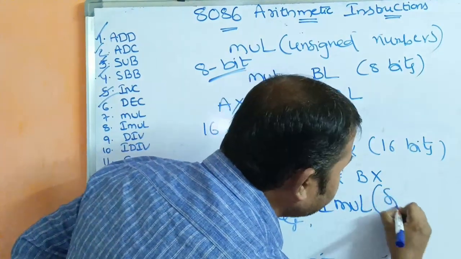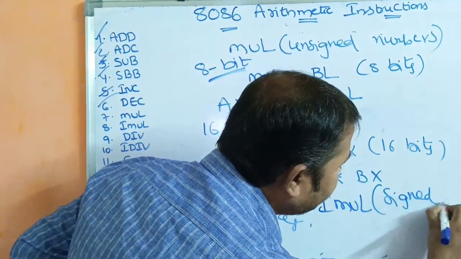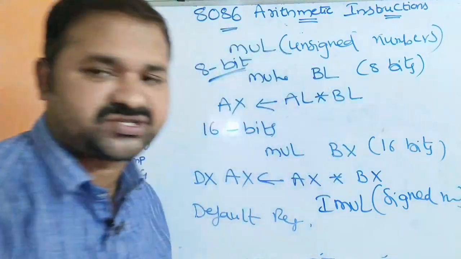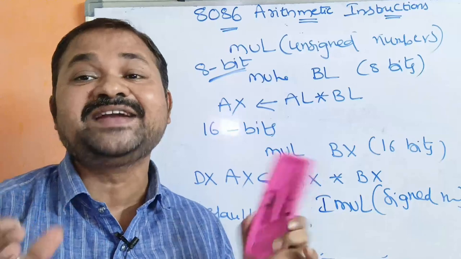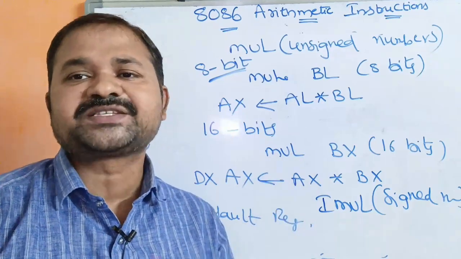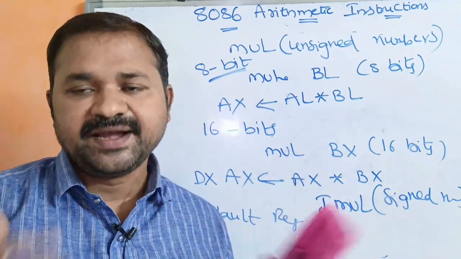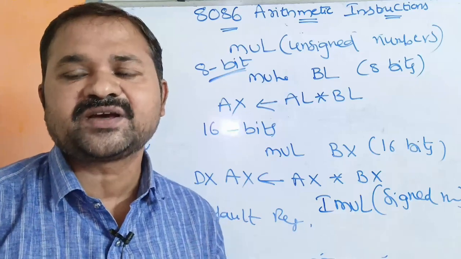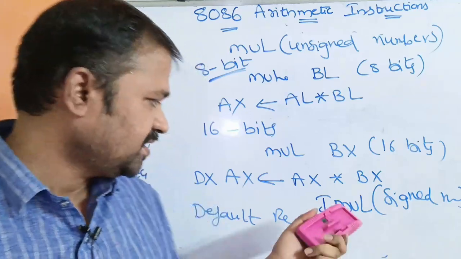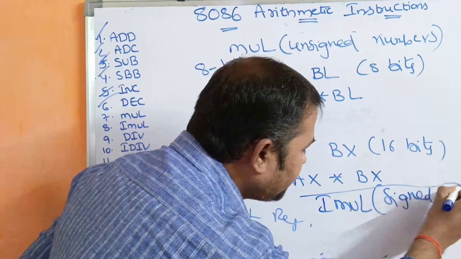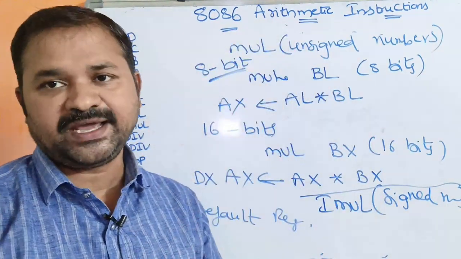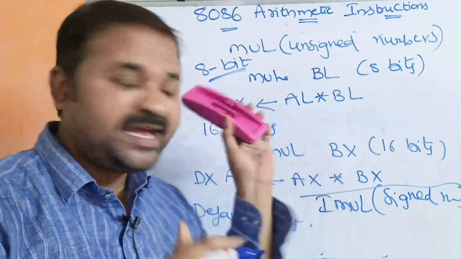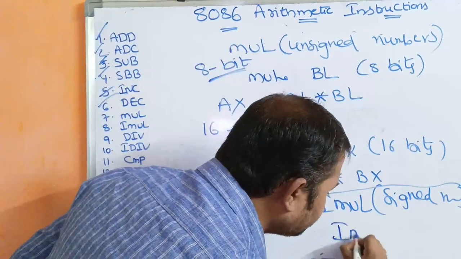IMUL is mainly useful in order to perform multiplication on signed numbers. Signed means it may have either a positive sign or a negative sign. We know that negative numbers are represented in 2's complement notation. The functionality of IMUL is similar to MUL, except for the mnemonic. In place of MUL, we have to use IMUL.